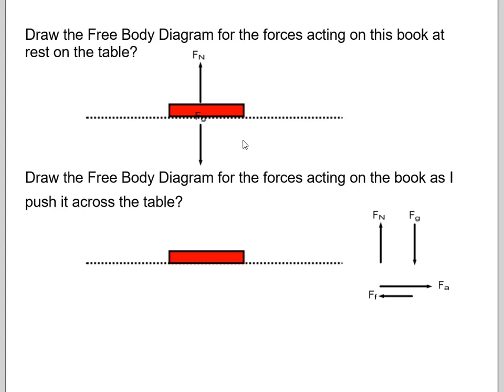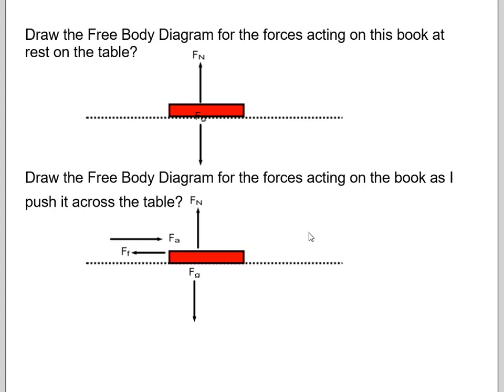If I'm sliding the book across the table, again, I have the same issue with the vertical direction, that Fg and Fn are going to be about the same magnitude. And then when I look at the frictional force and the applied force, if I put them close to each other, we should see right away that the applied force has to be greater than the frictional force for this to move. And we'll have a long conversation about frictional force in the near future, but for now, those are my force vectors in a free body diagram.